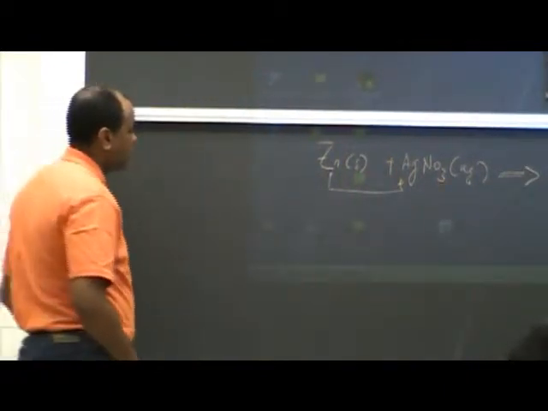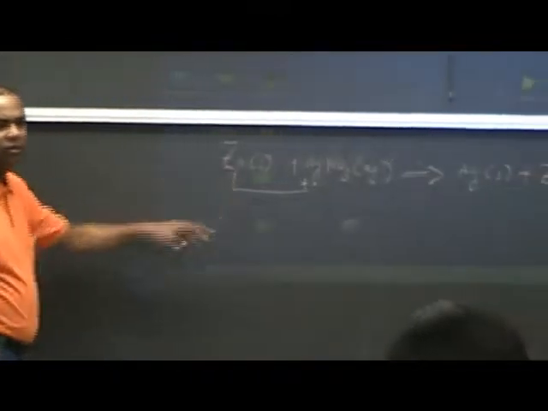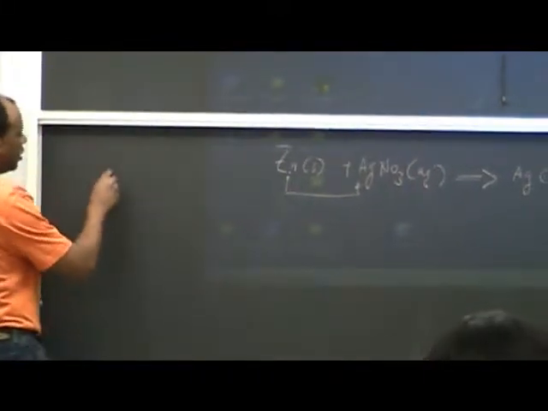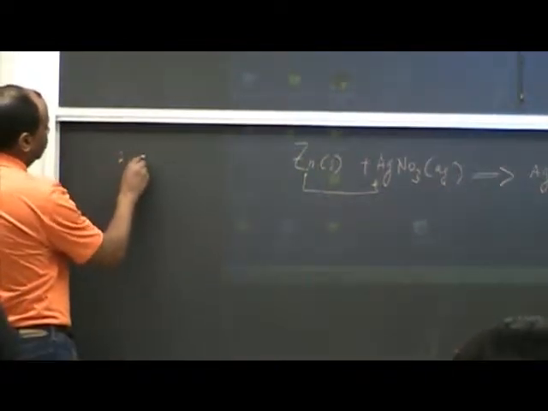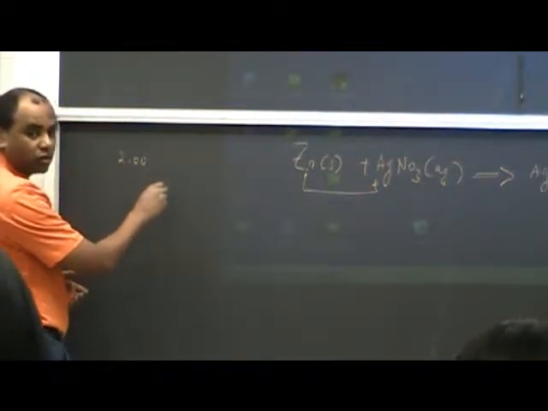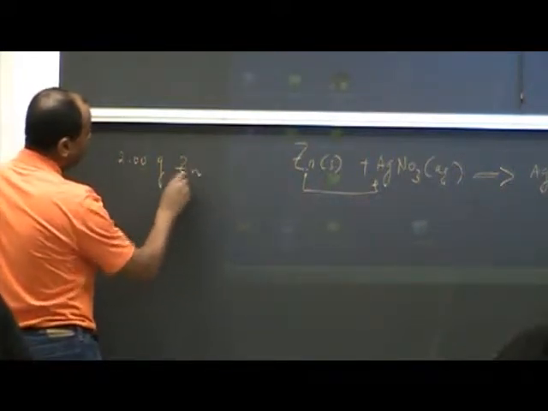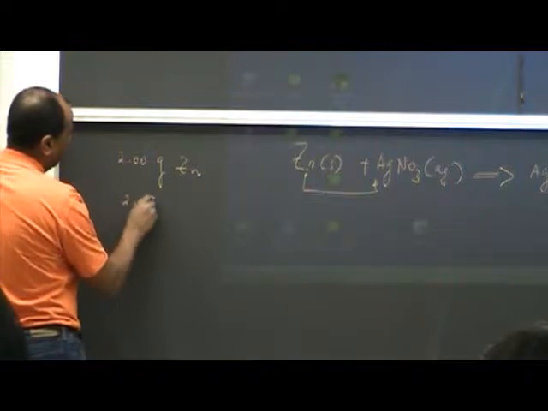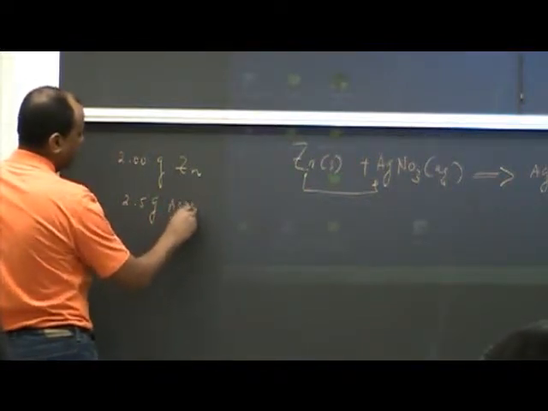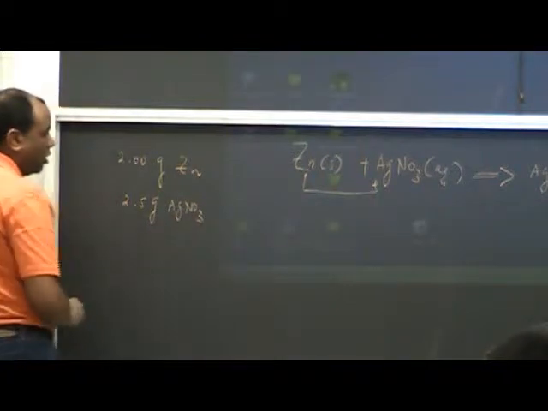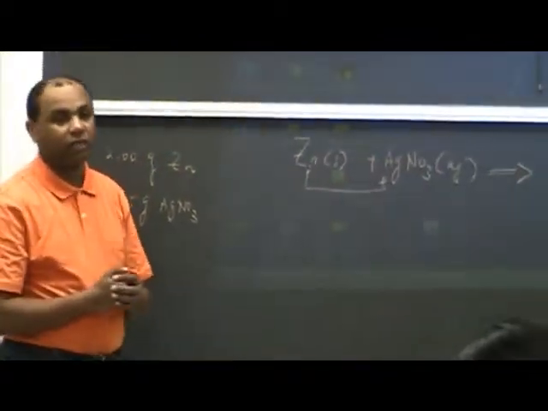In that regard, I think there were some values given to you, right? 2 grams of zinc is given. 2.5 grams of AgNO3 is given, right? And you have to balance the equation. Yes, you have to balance the equation.